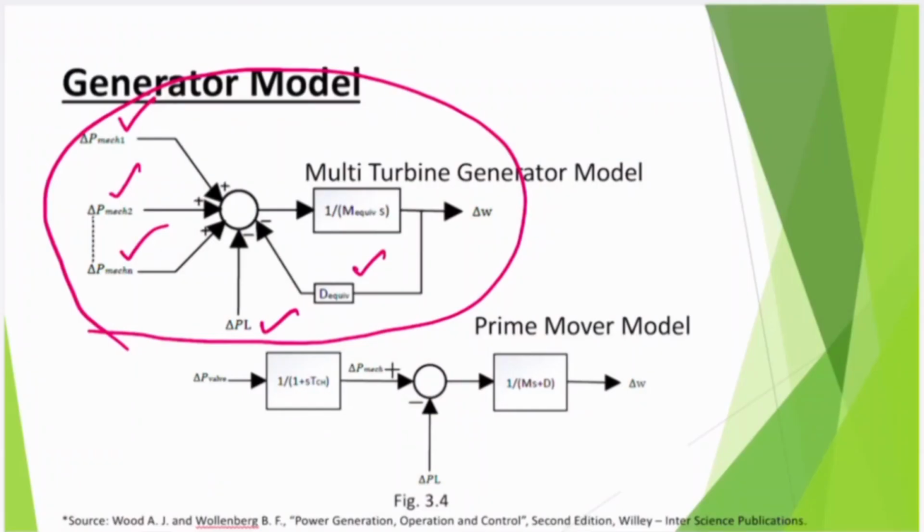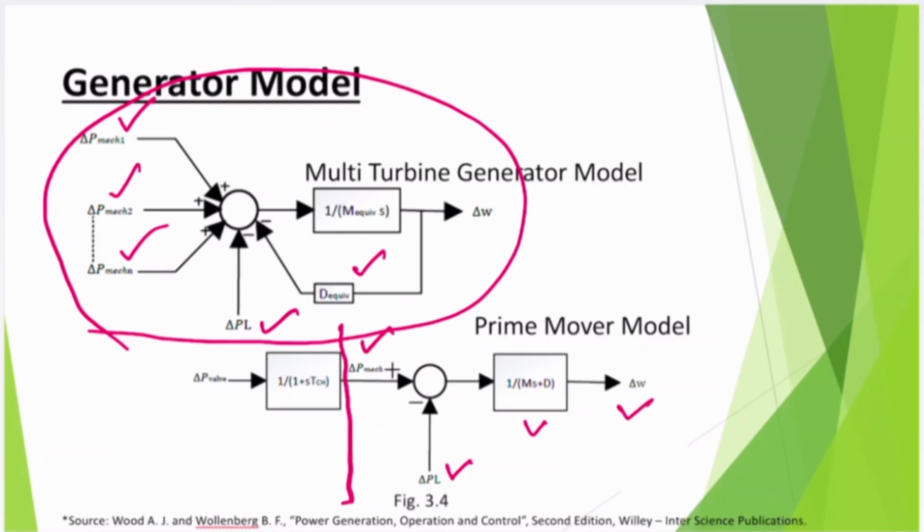Now, if you see it that way, then further you can change the system to a simpler diagram. So the delta P mechanical, which is available to you. This is basically a model where, let us fix it here, you have delta P mechanical, and then you have delta PL, then 1 upon Ms plus D, and then your delta omega.